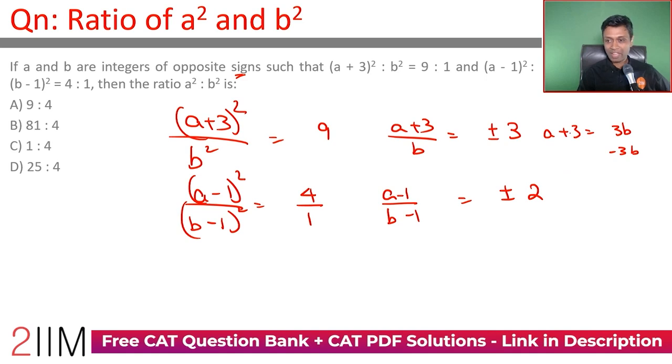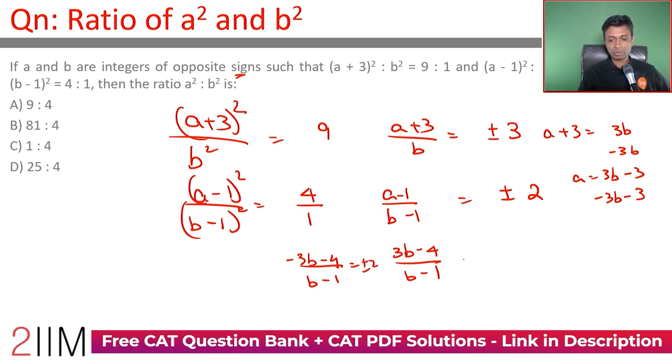Right? If a plus 3 is 3b, a minus 1 is 3b minus 4. A is 3b minus 3 or minus 3b minus 3. So a minus 1 by b minus 1 is 3b minus 4 by b minus 1, or minus 3b minus 4 by b minus 1. This is equal to plus or minus 2.